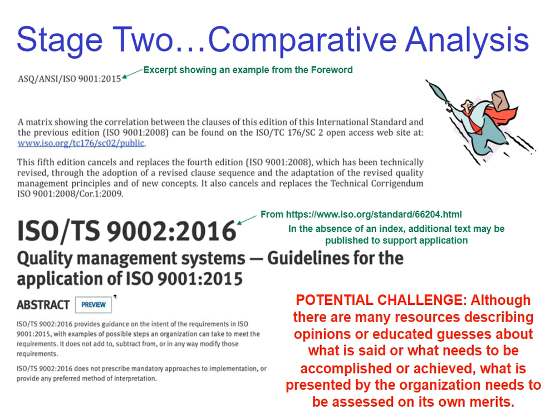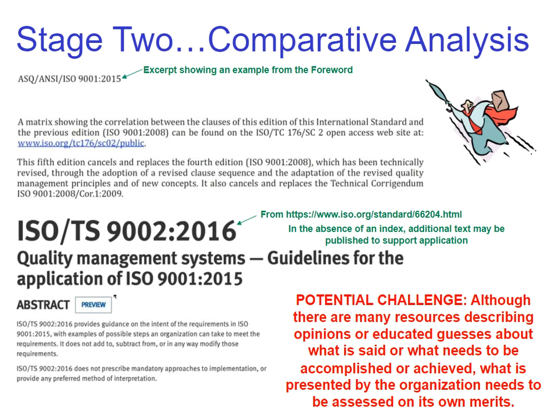So ISO TS 9002:2016 was developed by members of the group that developed ISO 9001:2015. And just like it says there, it provides guidance on the intent of the requirements in ISO 9001:2015 with examples of possible steps. The important thing to remember, it says possible steps, okay? Because it's critical to recognize that 9002 is a guidance document. It's not a requirements document.